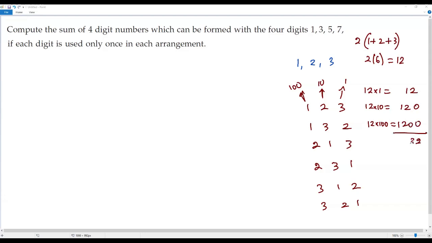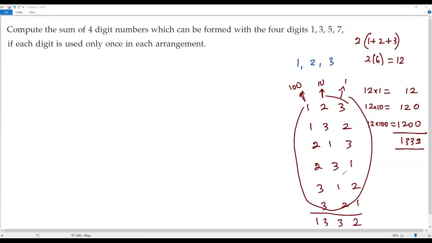1 plus 2 is 3. 1 plus 2 is 3. 1332. So if I add all these six three-digit numbers over here, I'll be getting the same total, 1332. You can cross-check by adding all these three-digit numbers and verify whether we get the same total, that is 1332.